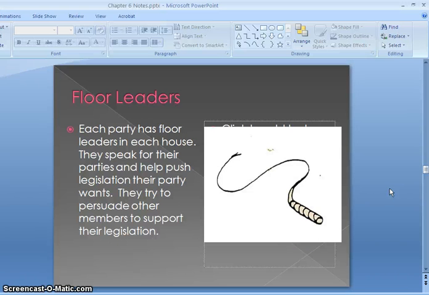Floor leaders. Each party has floor leaders in each house. They speak for their parties and help push legislation their party wants. They try to persuade other members to support the legislation. Now, the floor leaders are called whip leaders. That's why I have a whip here on the side. Okay, the whip leaders are basically there to make sure that everyone is informed.